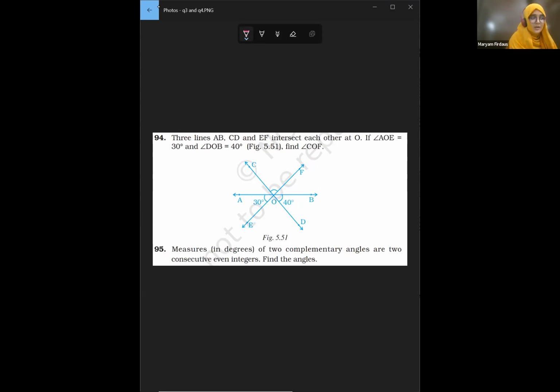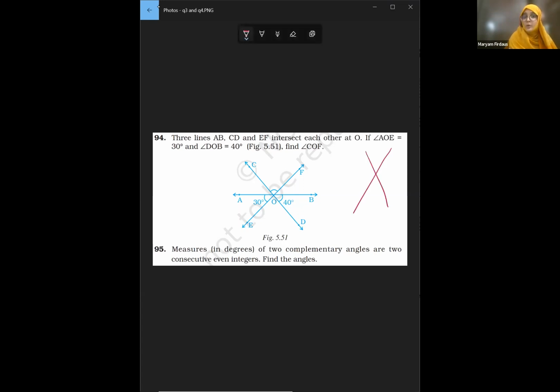So just take a look at 30 degree, okay? Which one is the vertically opposite angle of 30 degrees? For that, if there are a lot of angles, you might get confused. So what can we do? We will see what vertically opposite angles are.